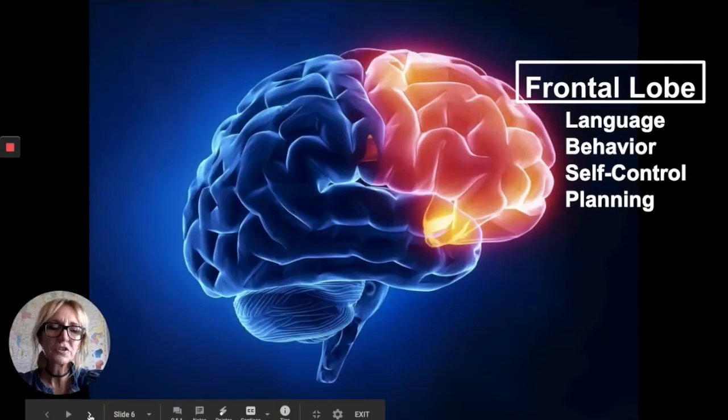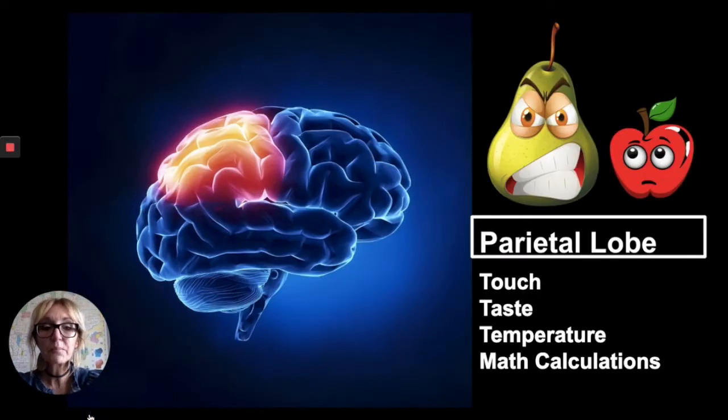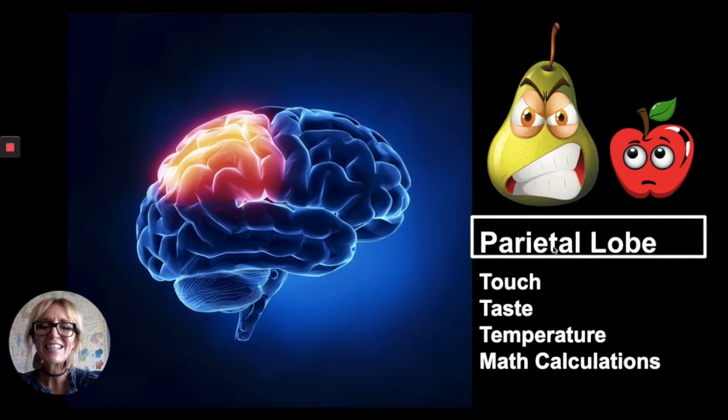So that frontal lobe right up here, about to the middle of your head, is responsible for language, behavior, your planning. A lot of that wise owl we learned yesterday happens in that frontal lobe. The front part is pretty easy to remember. It's right up here, forehead. Fore also means front. Then we had parietal, and we said, think of a pear in a riot with an apple, and it's very tall, so it wins. Parietal, and it is responsible for touch, taste, temperature, and when we're doing our math calculations, it's in the parietal lobe.